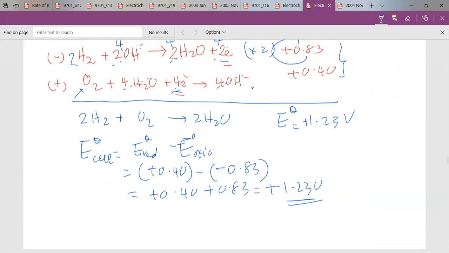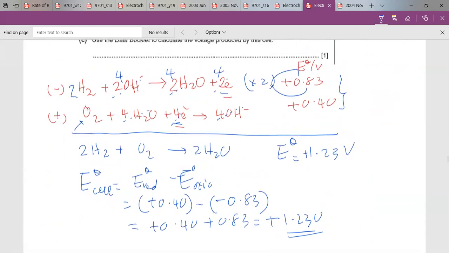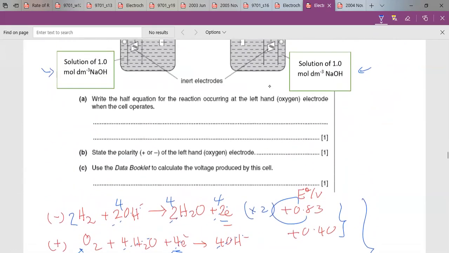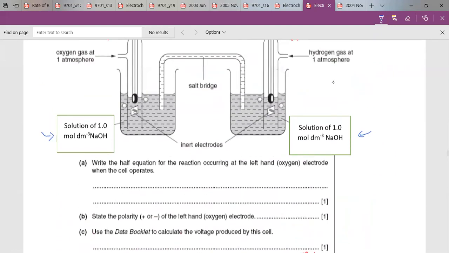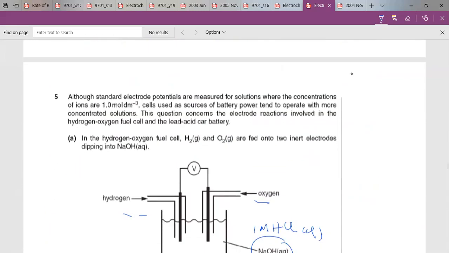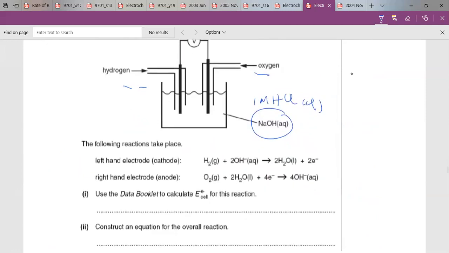So you can derive the overall E cell by doing the whole thing and getting the equation, or you can use this method. This is obviously the choice of most students, because it's very fast. All you need to know is which is the negative pole and which is the positive pole, and then you can decide. Same thing. So remember, alkaline condition. This is called a fuel cell. The voltage given by a fuel cell is the same 1.23, whether it's alkaline condition or acid condition. Interesting.